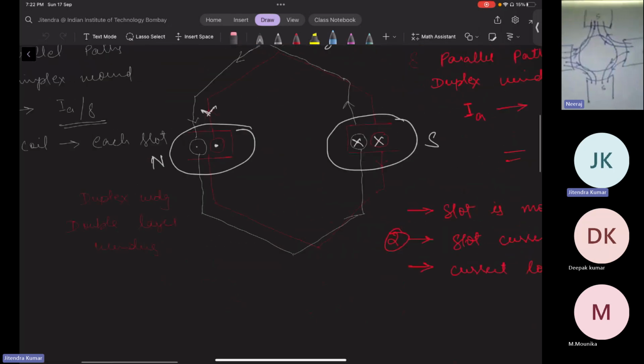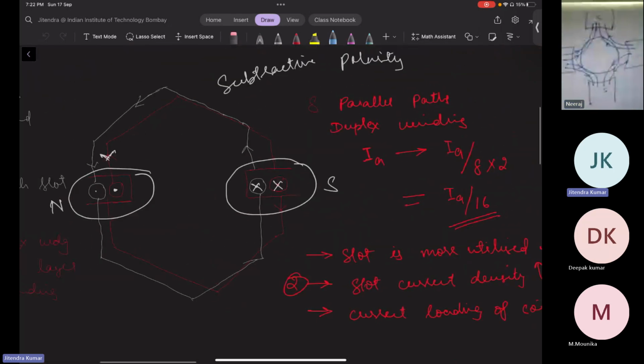Sir, can you see my image? Yeah, definitely, I can see your image. Here the flux is getting divided, sir. And in such a case, the conductors which fall in the interpolar region are also getting linked. Then they will also contribute in EMF generation, sir.